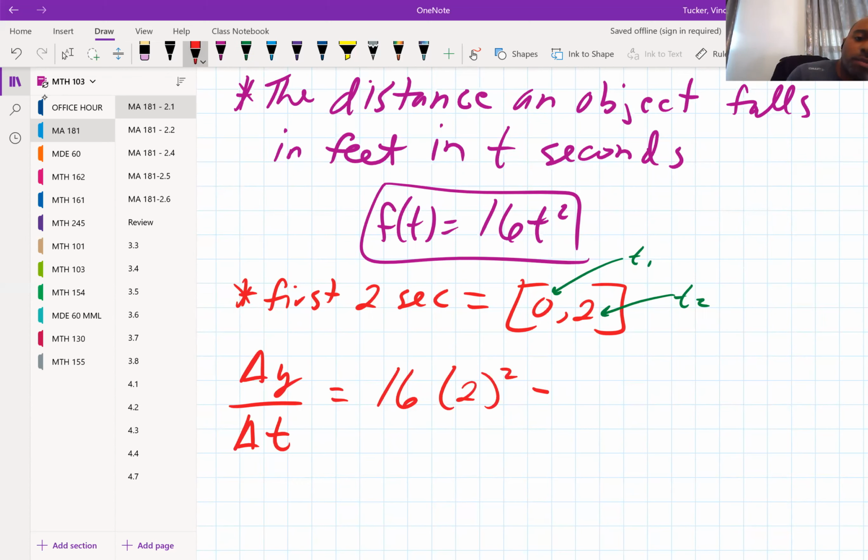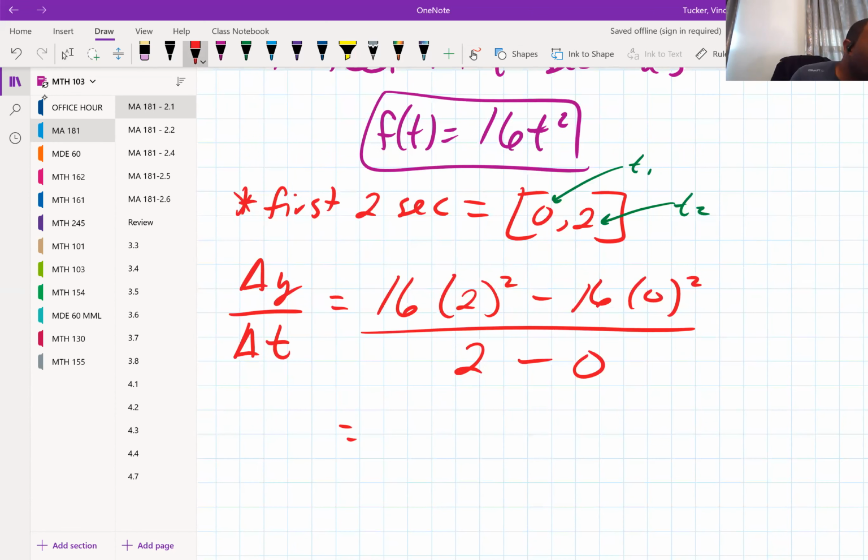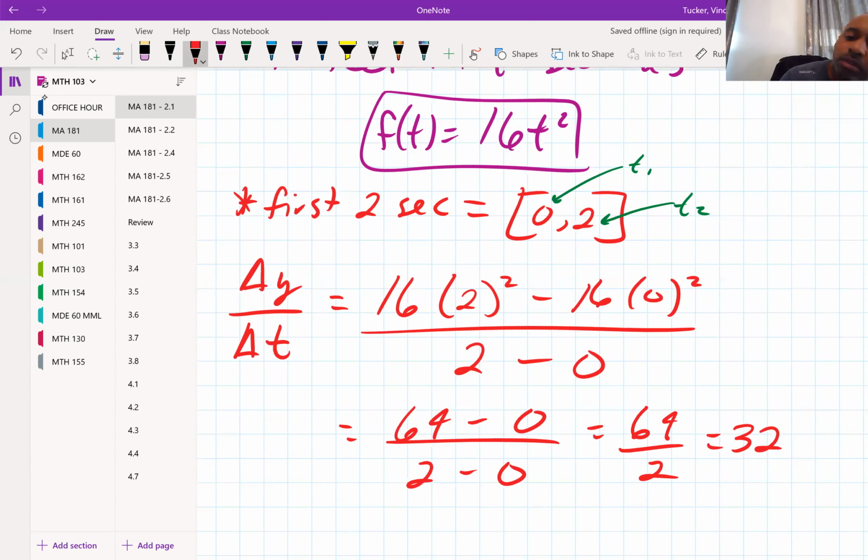So that's going to be 16 times 2 squared minus 16 times 0 squared, over 2 minus 0. All right. So it's going to be 16 times 4, which is 64 minus 0, over 2 minus 0. That should be 32 feet per second. All right. Any problem with that before we look at B?